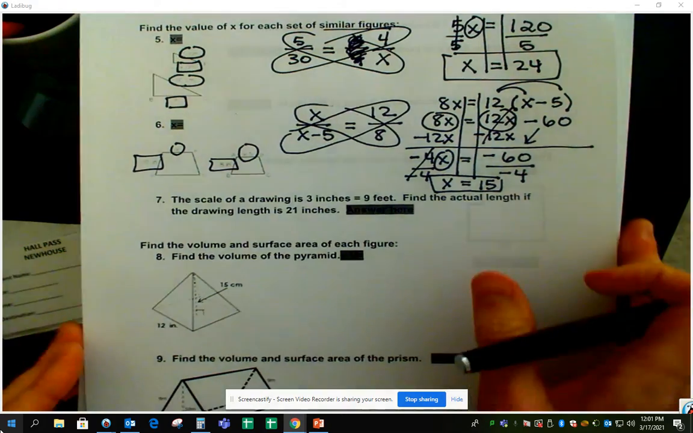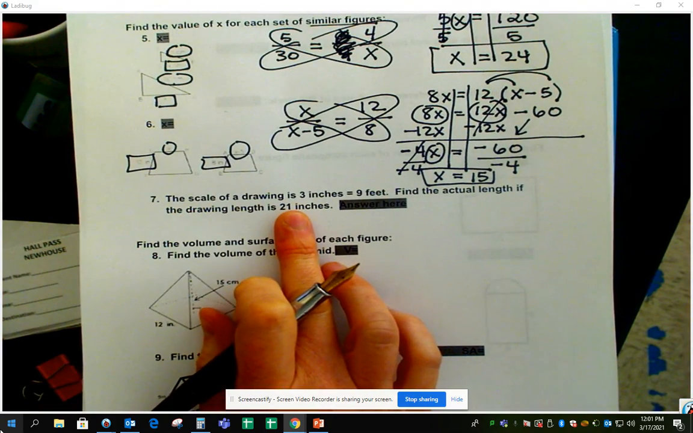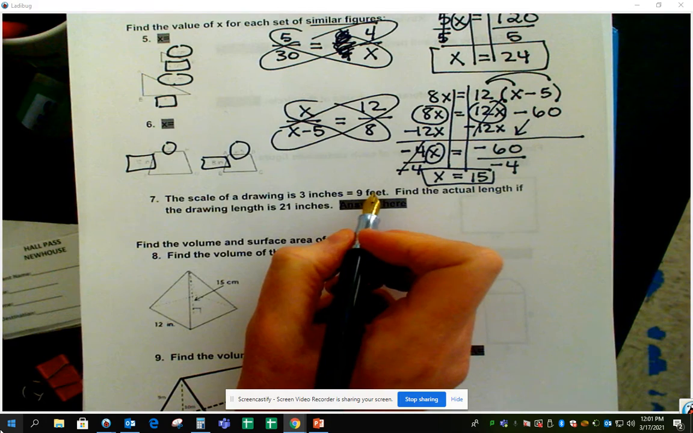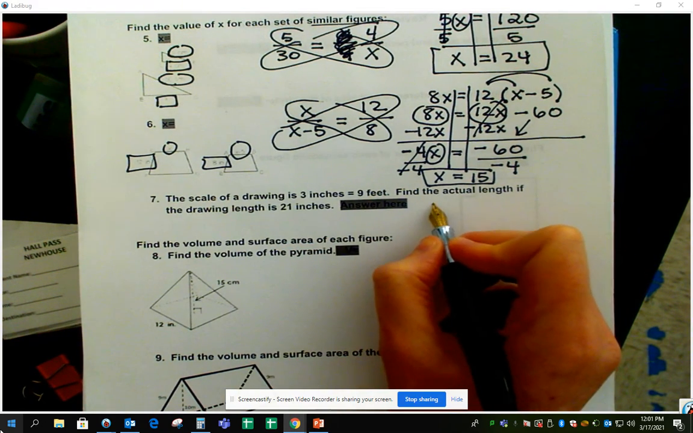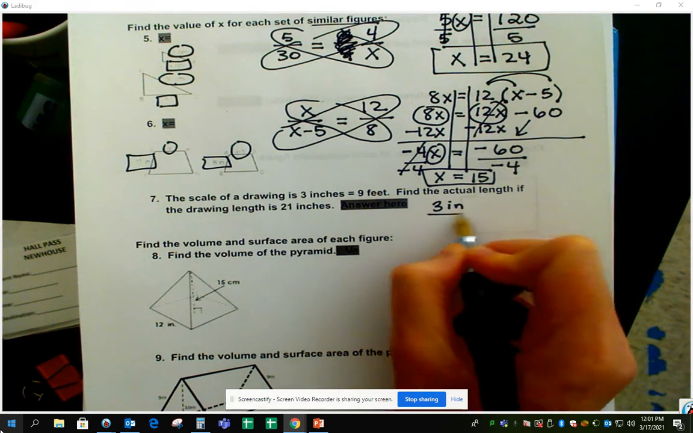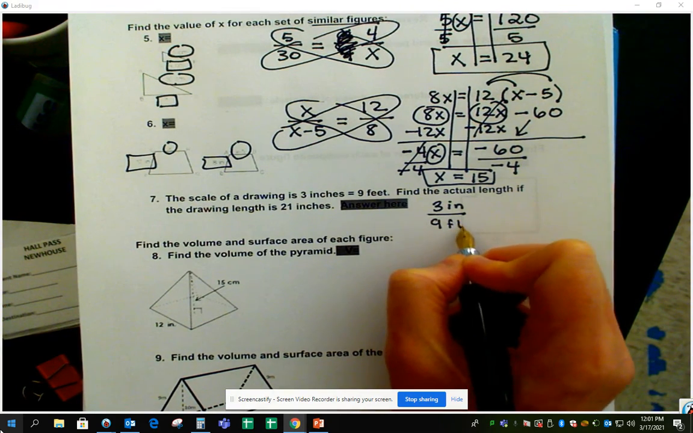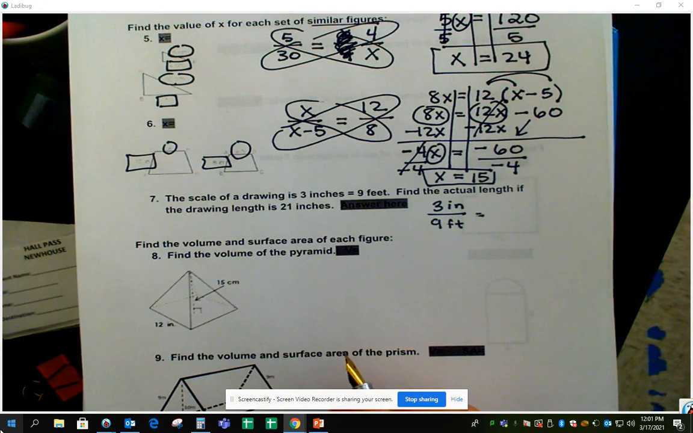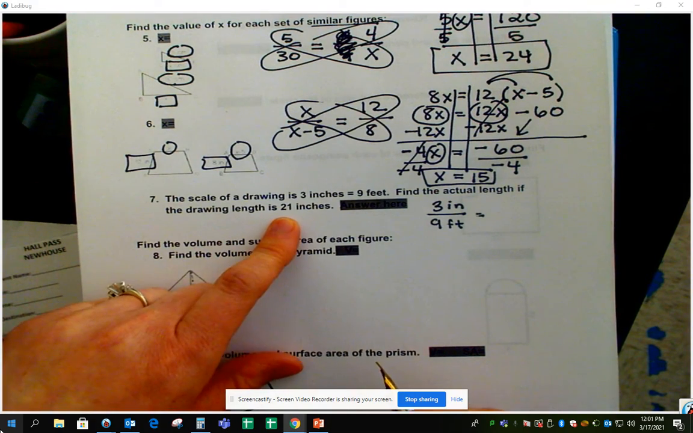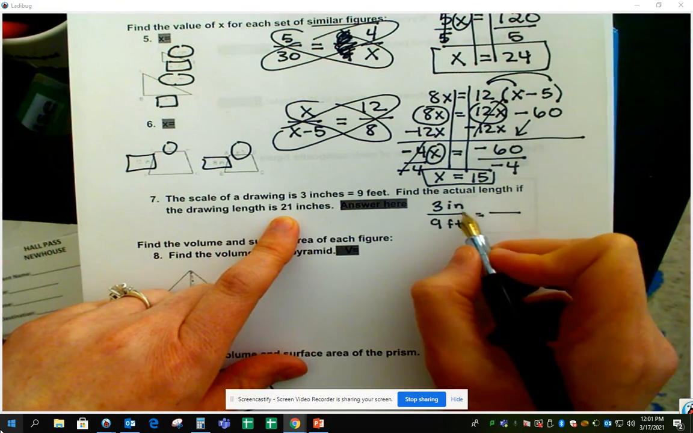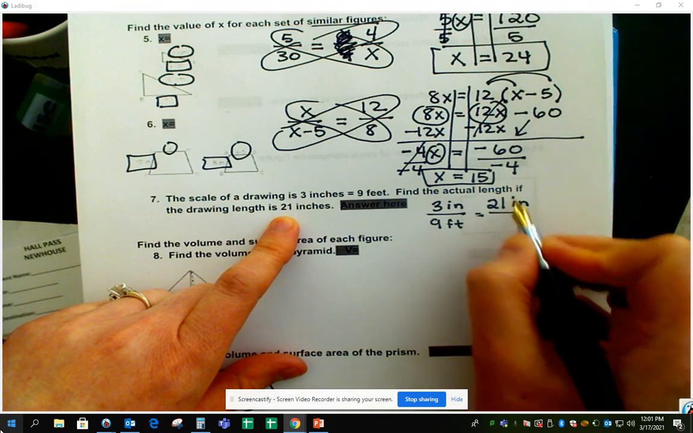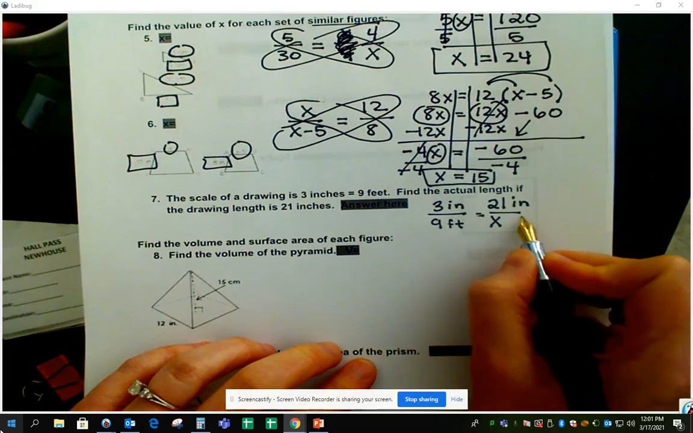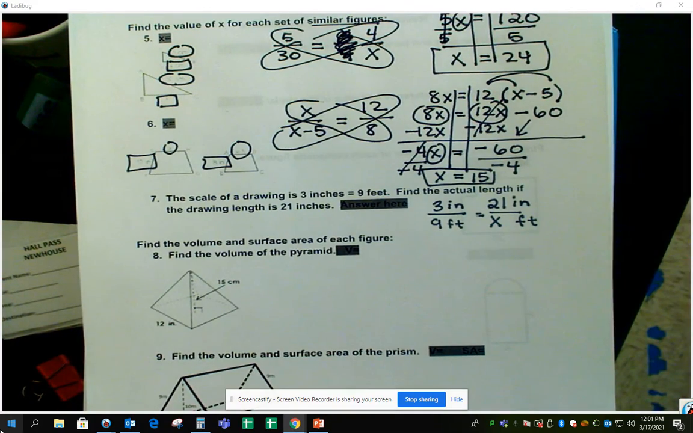All right, so our next one is a scale drawing, and it is 3 inches to 9 feet. So that's going to be part of my proportion, 3 inches to 9 feet. And it says find the actual length if the drawing length is 21 inches. So wherever I put inches here, I have to put it here, 21 inches. And I don't know the number of feet, so it's x feet.